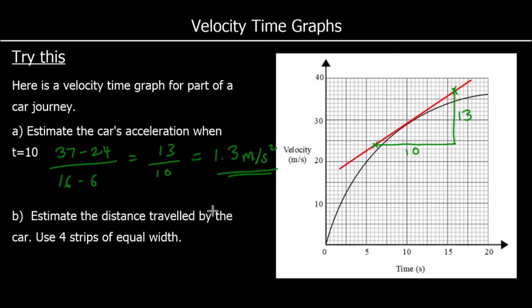Part B, estimate the distance traveled. Use 4 strips of equal width. So I'll clear off this working. So we're splitting it into 4 shapes. So we're going to have a triangle, and then 3 trapeziums.